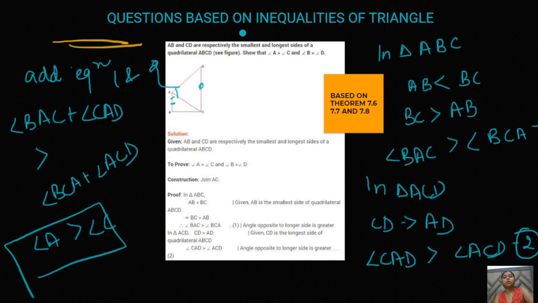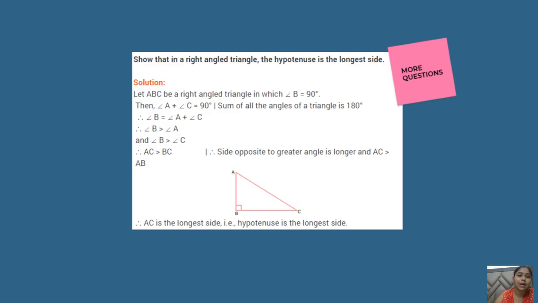We can consider the other sides, like AB and AC, so that the opposite angles can be B and D. Okay, so let's move forward to another example of triangle inequality. Show that in a right angle triangle ABC having a 90-degree angle at B, the hypotenuse is the largest side.